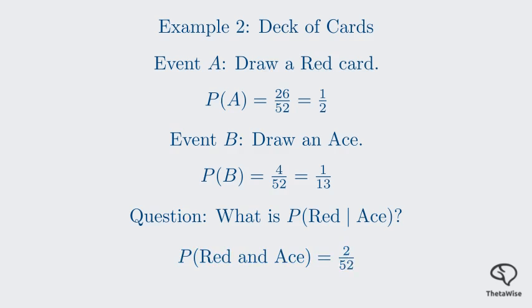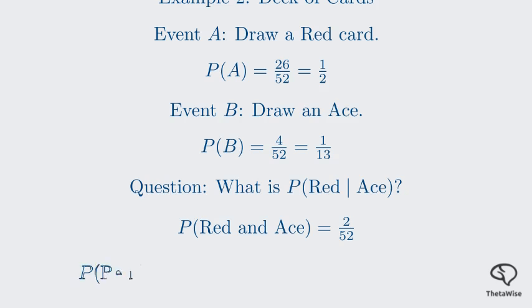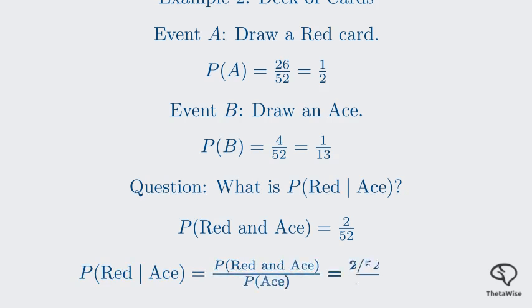The formula tells us P of red given ace is P of red and ace divided by P of ace. That's 2 over 52 divided by 4 over 52, which is just 2 over 4. That simplifies to 1/2 or 0.5, just as we thought. This example shows that sometimes the conditional probability is the same as the original probability. That happens when the events are independent. If we had asked for P of red given king, it would also be 1/2.